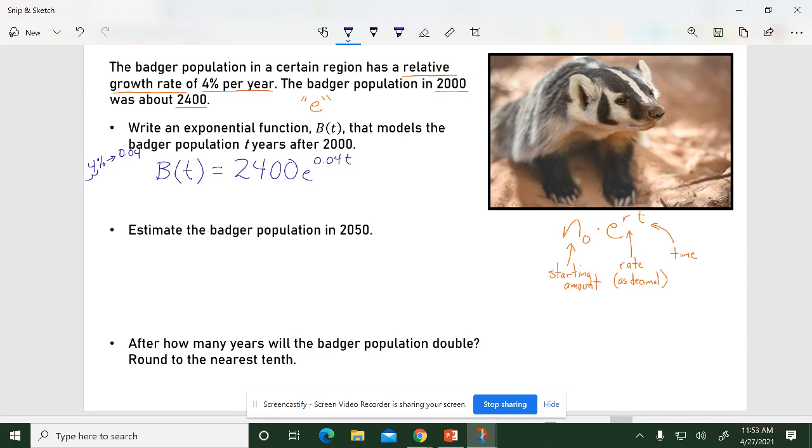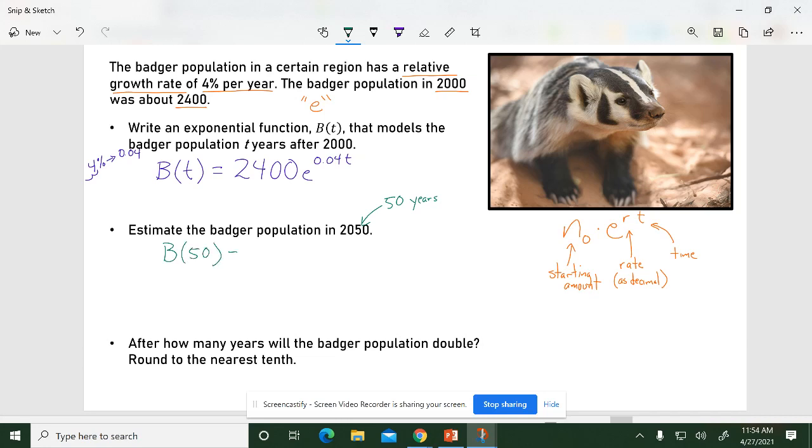Next thing we've got to do is estimate the badger population in 2050. So now what we've got to do is take this function we've just come up with and plug in this year. Here's what we have to think about, kind of like we've done on these other problems: how many years have passed since the initial year, since 2000. If we're at 2050, that means we've gone 50 years from our starting point. So 50 is what we're going to plug into the function.